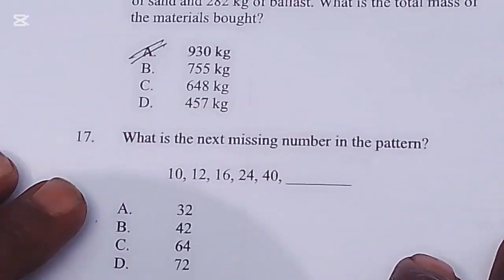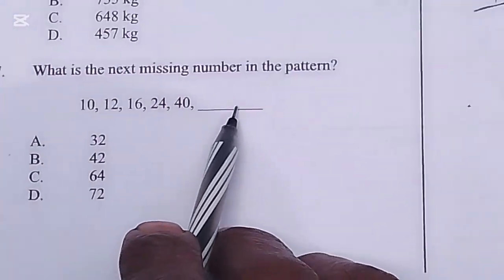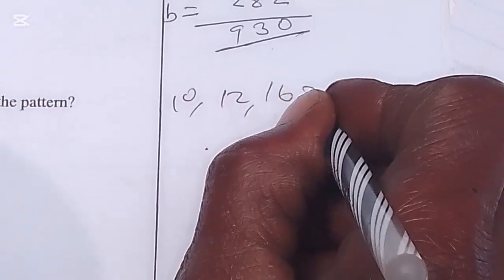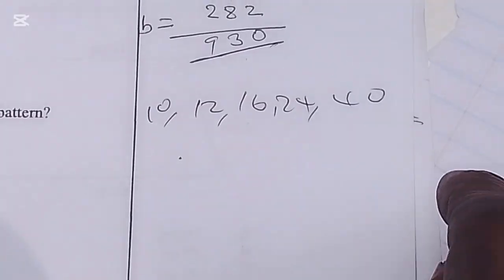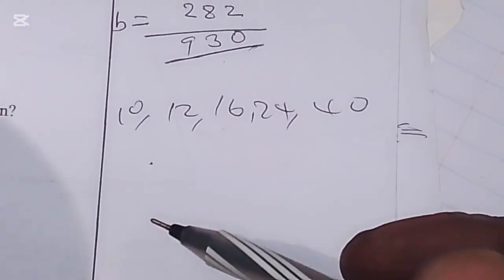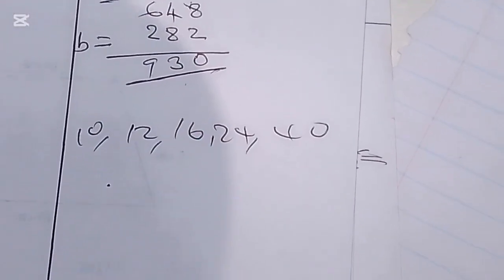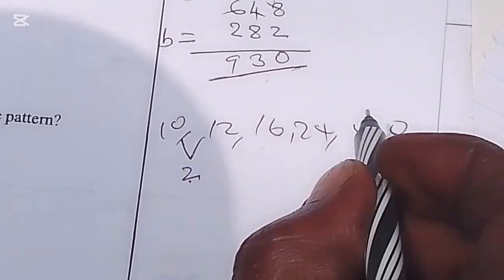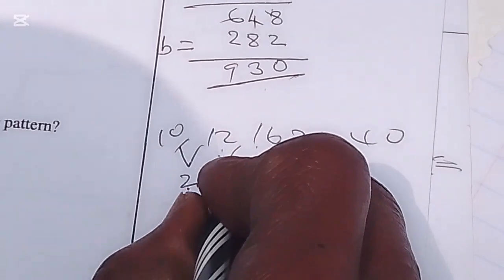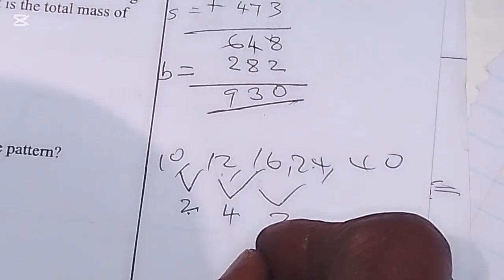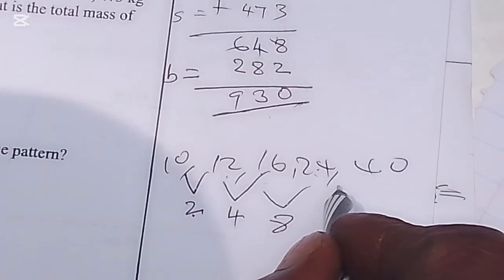Number 17. What is the next missing number in the pattern? 10, 12, 16, 24, and 40. First of all, you are supposed to check whether the pattern is increasing or decreasing. It is increasing, but how is it increasing? You try to find the difference. 12 minus 10 is 2. 16 minus 12 is 4. 24 minus 16 is 8. 40 minus 24 is 16.